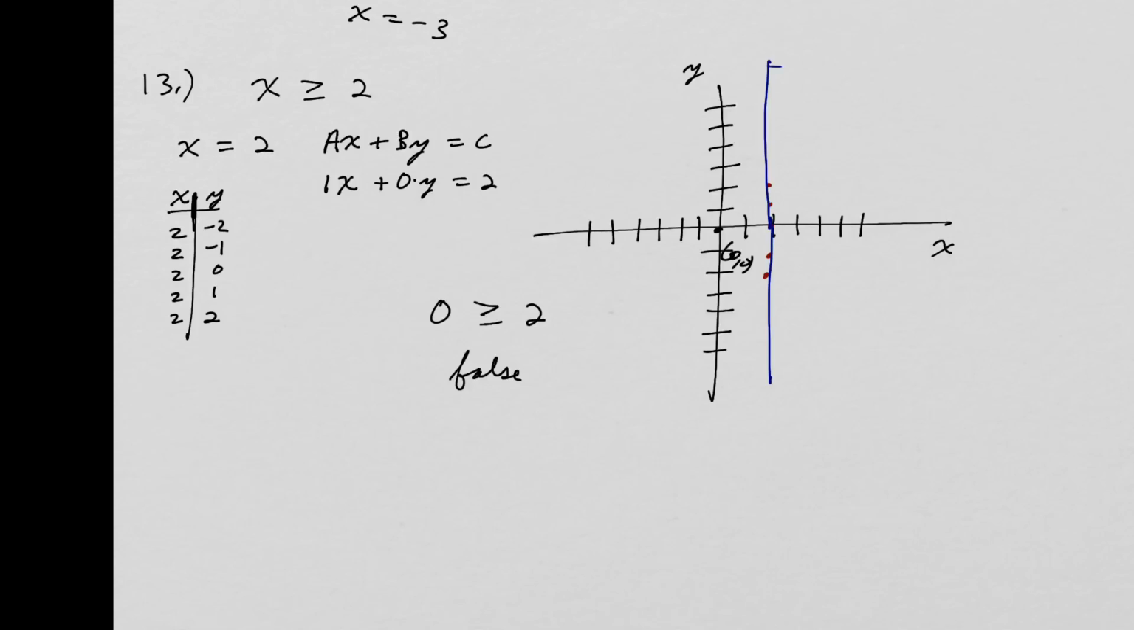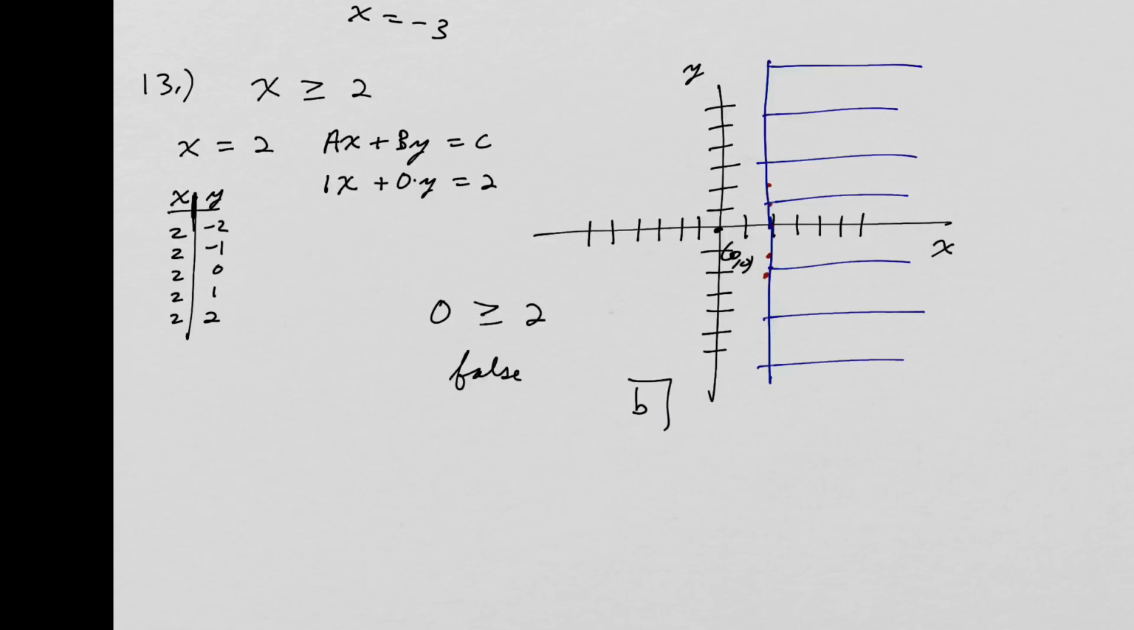I shade the side opposite the test point. So everything all the way to positive infinity, including the line, is going to be part of the solution. So in this example, it looks like B would be the correct solution.